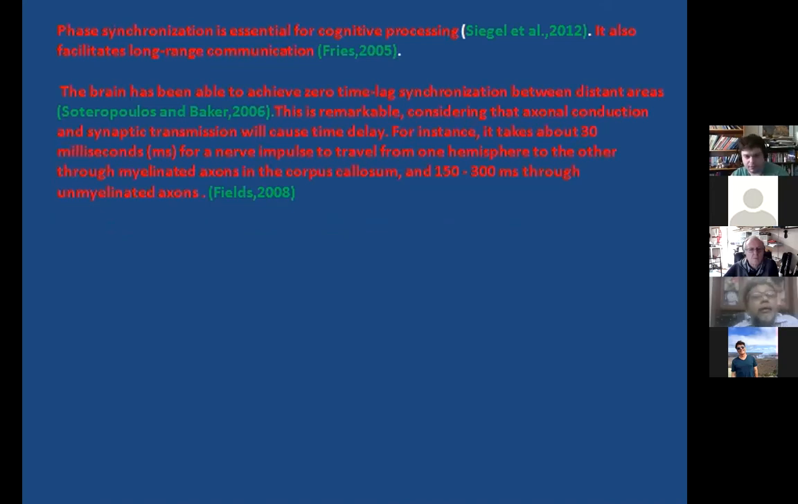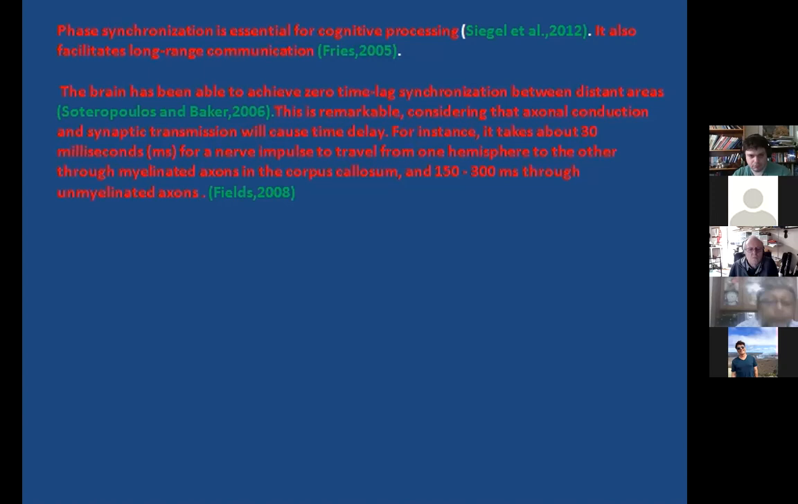The brain has been able to achieve zero time-lapse synchronization between distant areas. This is remarkable considering that axonal conduction and synaptic transmission cause time delay. For instance, it takes about 30 milliseconds for a nerve impulse to travel from one hemisphere to the other through myelinated axons in the corpus callosum, and 150 to 300 milliseconds through unmyelinated axons.